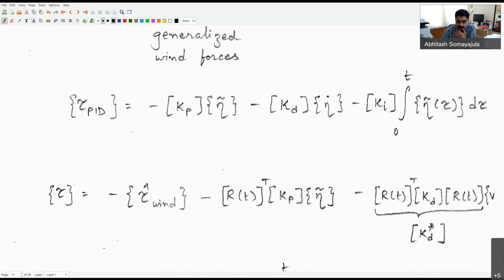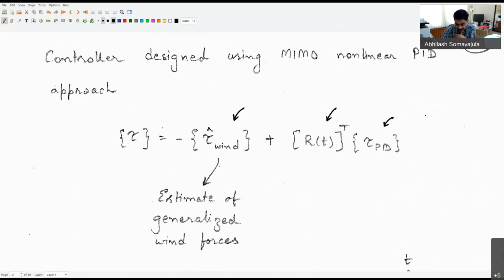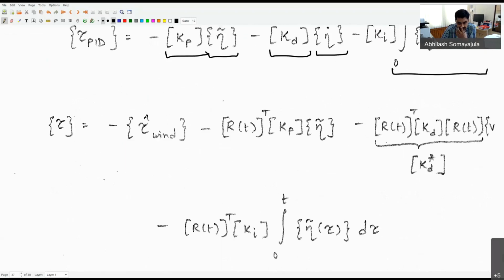Okay, so our PID law is again given in a similar fashion as before. We have the KP matrix times the error term, the KD matrix times the derivative in velocity, and the KI matrix times the integral of the error. If I plug this PID control law into this term here, you'll see that the total control law is given by this, where we have the wind feed forward, the proportional term, the derivative term, and the integral term.